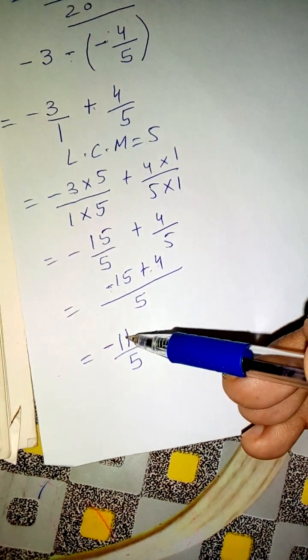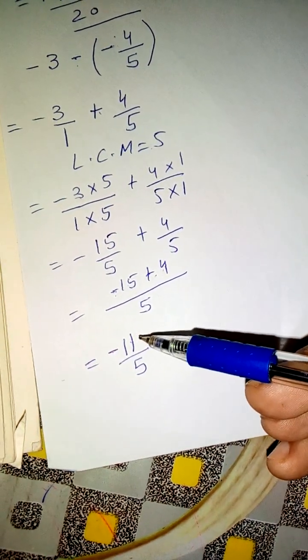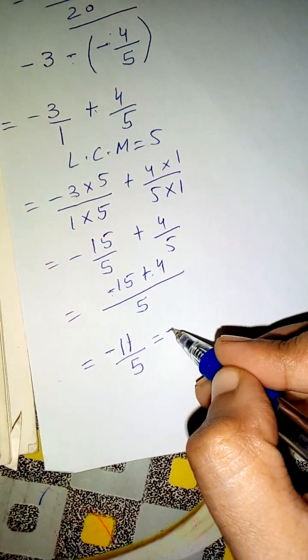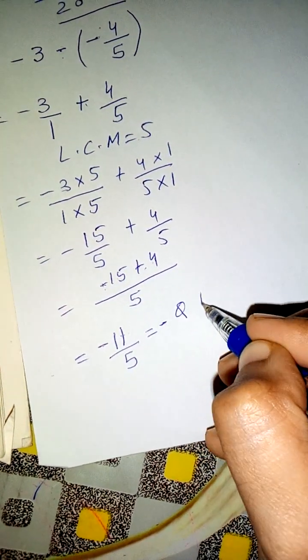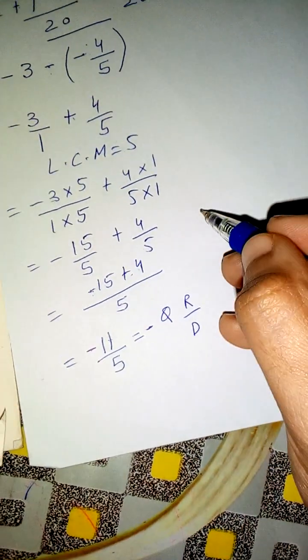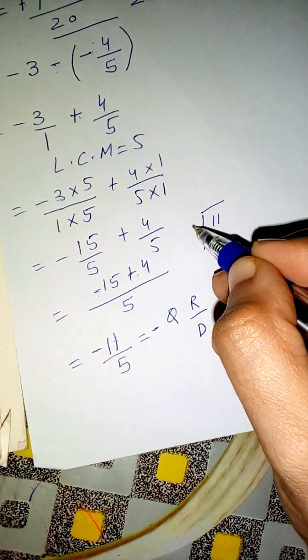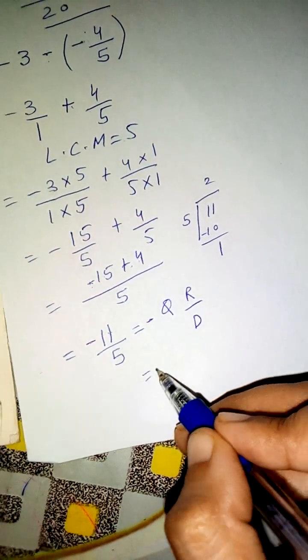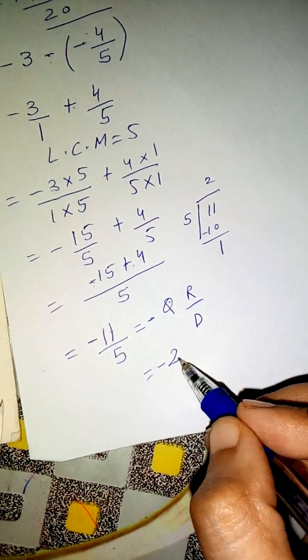If the numerator is bigger, that is the condition for the mixed form. If the numerator is bigger, then you can find the mixed form, and the rule of the mixed form is quotient, remainder, divisor. So we can find it because the numerator is bigger. 5 times 2 is 10, minus 1. So we can write the whole number, the quotient is a whole number.